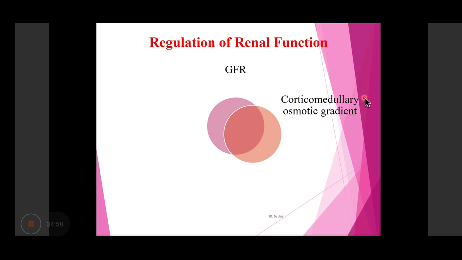The second factor is the corticomedullary osmotic gradient. 80% of the nephrons are in the cortex, and 20% of the nephrons have loops in the medulla, which are responsible for the concentrating capacity. Any damage to these 20% of nephrons, which are the loops going deep into the medulla, can cause a redistribution of blood flow, which again can cause kidney injury or failure.